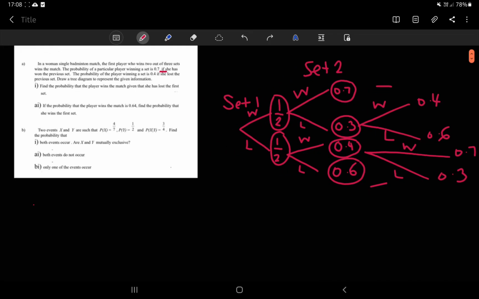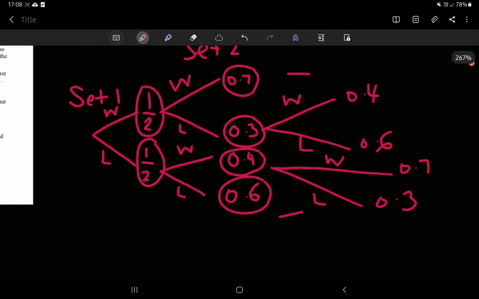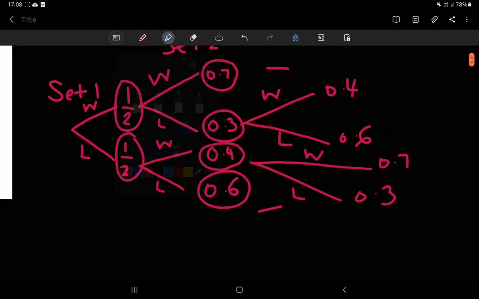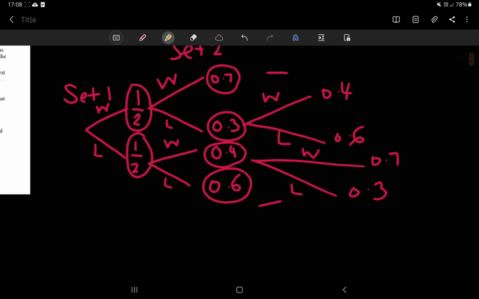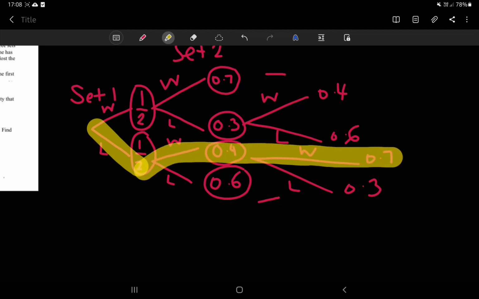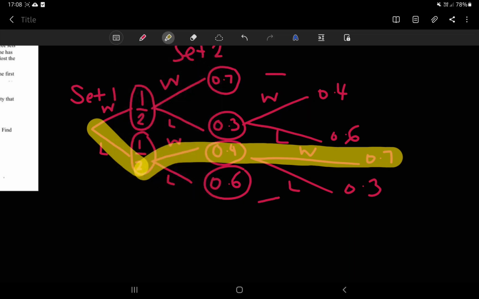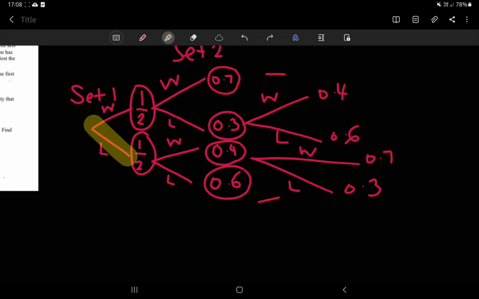So okay, the first question is to find the probability that the player wins the match given that she lost the first set. She lost the first set is this branch, so she lost over there, but she wins the overall game, which is this way. Let me reduce the transparency so that you can see this path and that path.